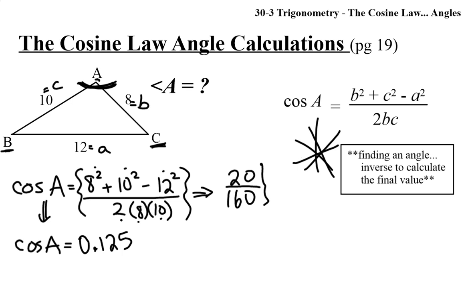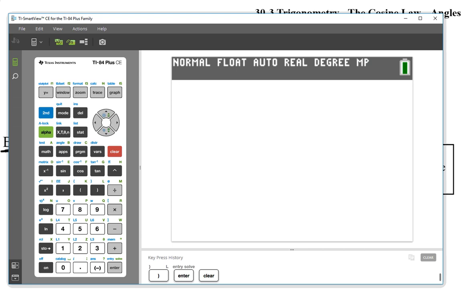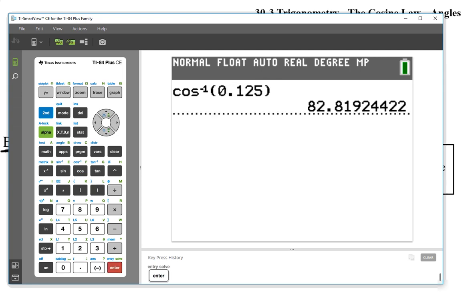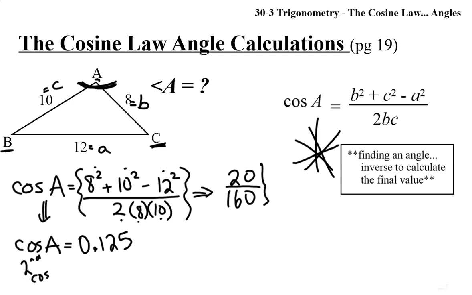We need to use second function or inverse cosine of 0.125. So go to your calculator, check that you're in degree mode, second function cosine 0.125, close the bracket. Take the angle to the nearest degree: 82.8 rounds up to 83 degrees. So angle A is 83 degrees using the cosine law.